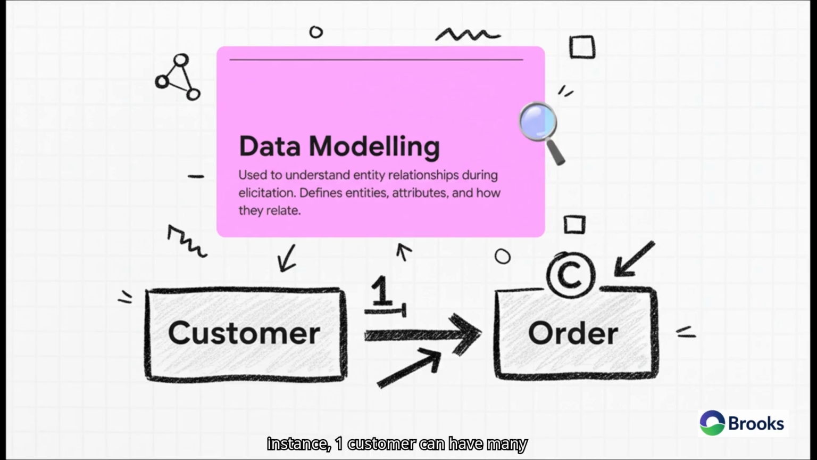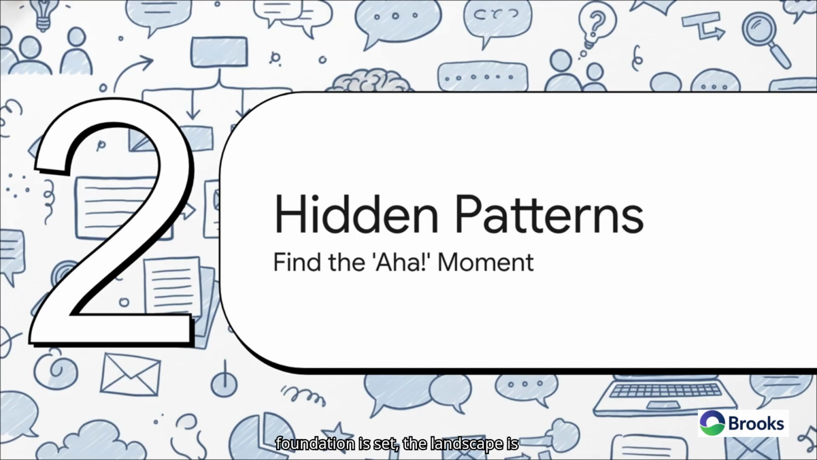For instance, one customer can have many orders, right? But each order can only belong to one customer. Understanding these rules is absolutely essential to seeing the whole picture. All right, the foundation is set. The landscape is mapped, the terms are all defined, the data flow makes sense. Now we get to the really fun part.